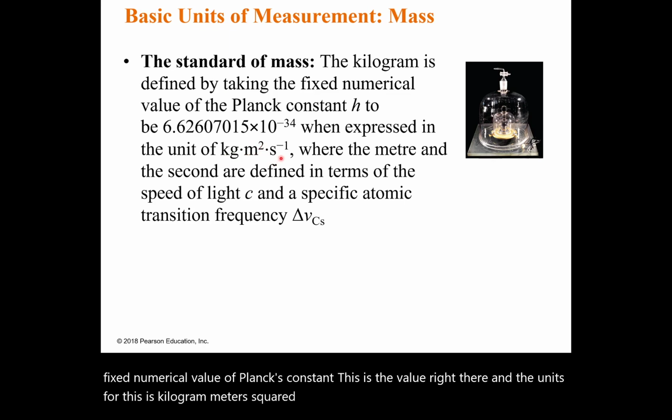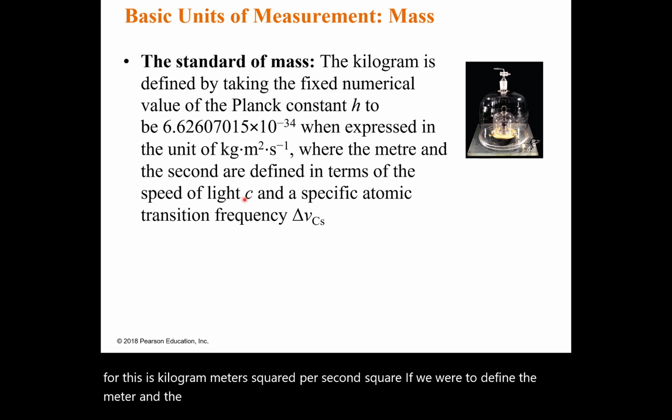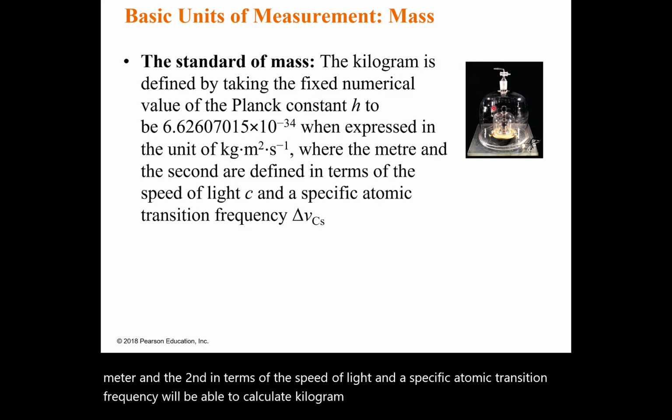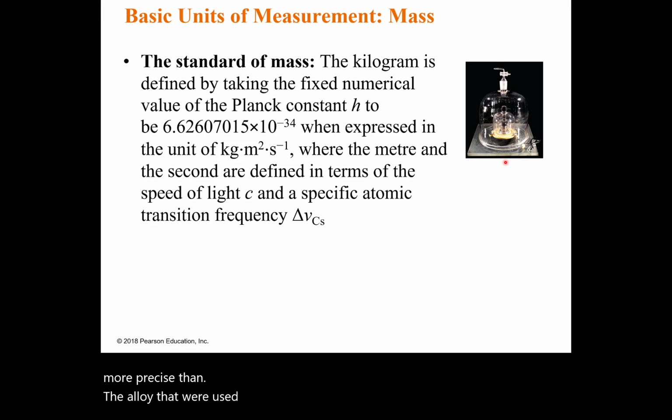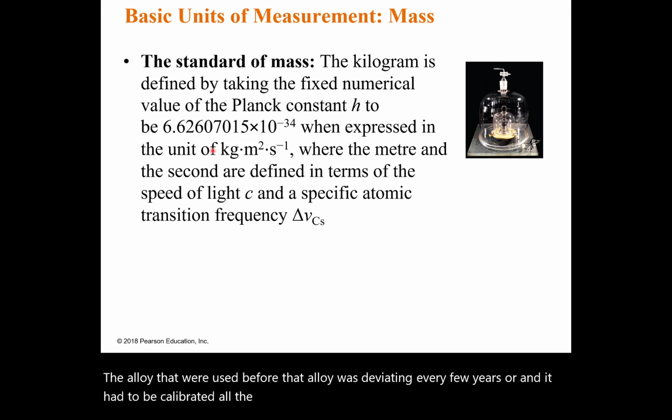If we were to define the meter and the second in terms of the speed of light and a specific atomic transition frequency, we'll be able to calculate the kilogram. Way more accurate, way more precise than the alloy that we used before. That alloy was deviating every few years or so, and it had to be calibrated all the time. This one is fixed and never changes anymore.